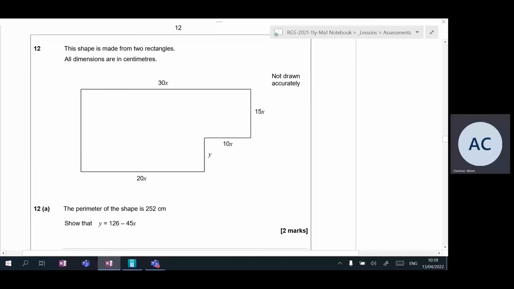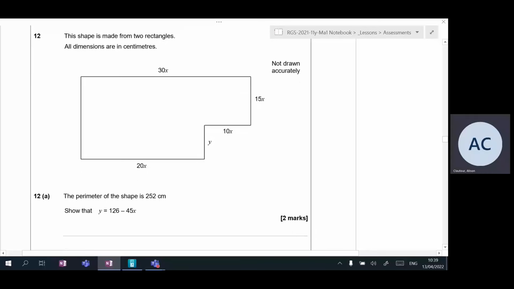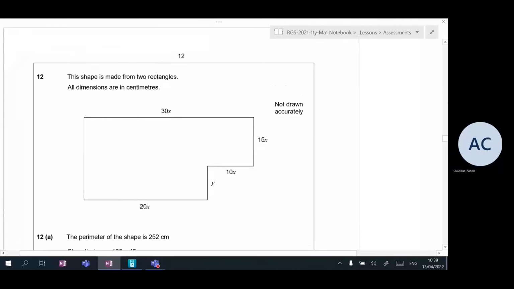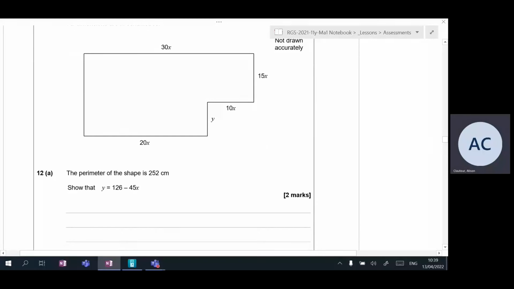Question 12. So you've got this compound shape that has got the different dimensions on it, and the perimeter of the shape is 252. So we want to find an expression for y. So let's have a think about what the perimeter would be.